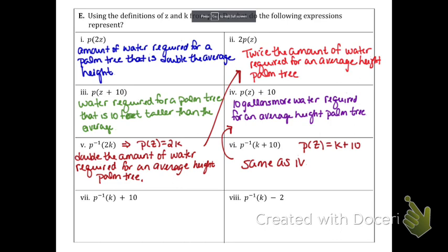All right, 7 says the inverse P of K plus 10. Now remember your inverse P of K, so that plus 10 has to do with the Z then, because this is equal to Z, so it has to do with the Z. So this is the same as saying P of Z plus 10 would equal K. And that's the same as 3.